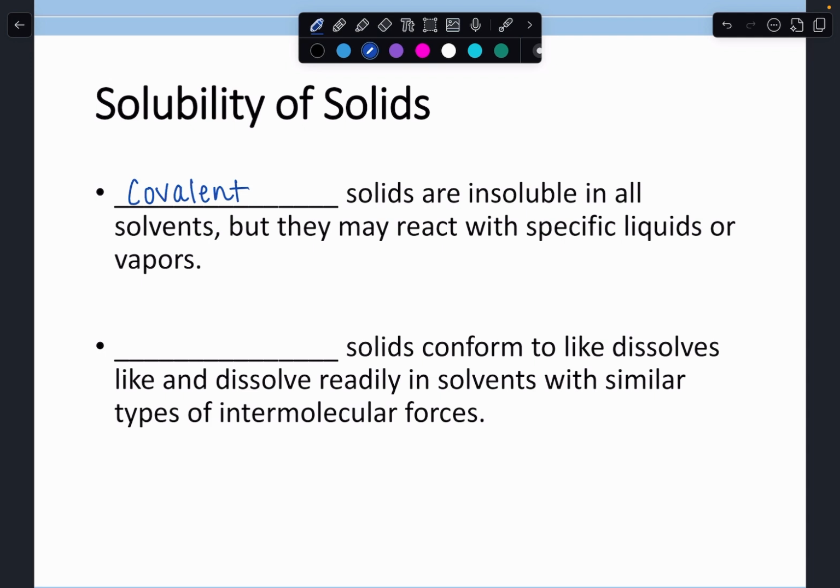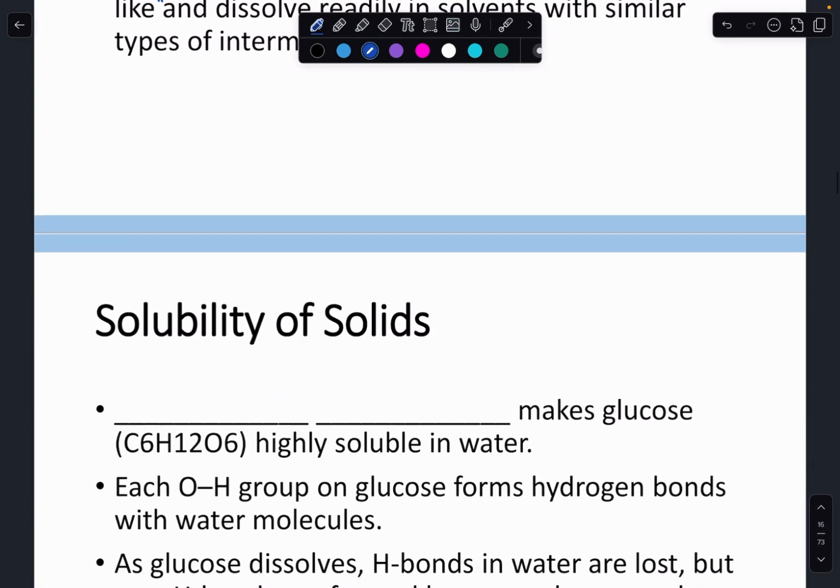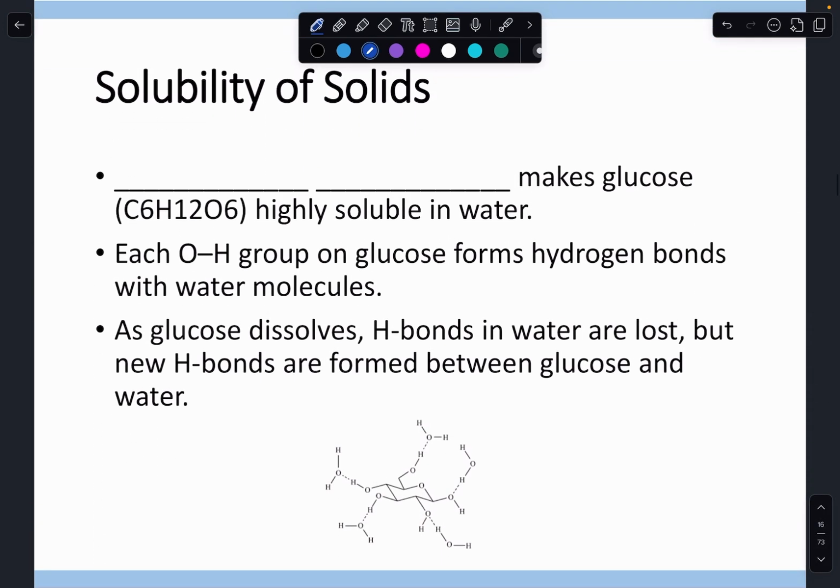Molecular solids, so that is like ibuprofen, sugar, water. These conform to like dissolves like. They dissolve readily in solvents that have similar types of intermolecular forces. Example on the next slide is about glucose.